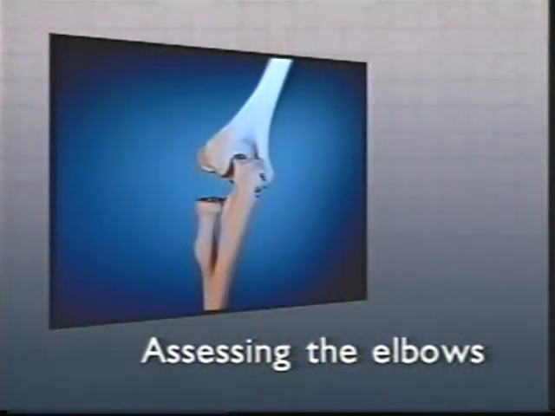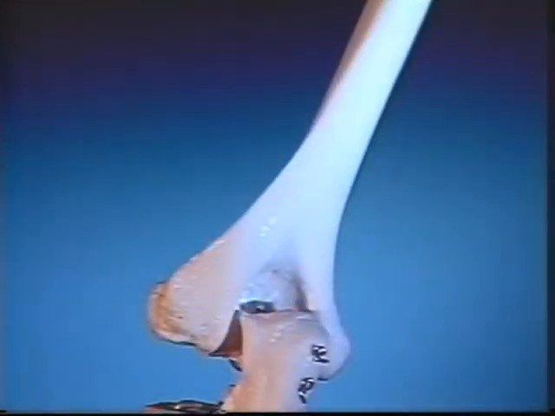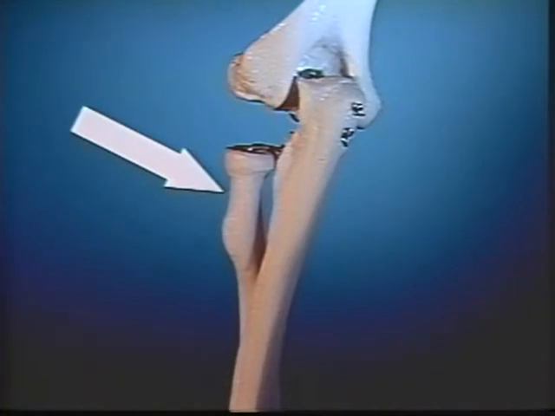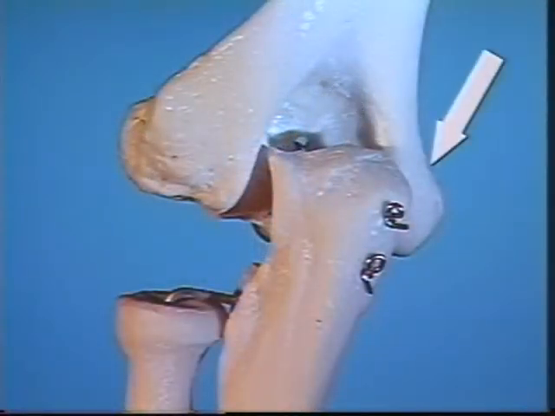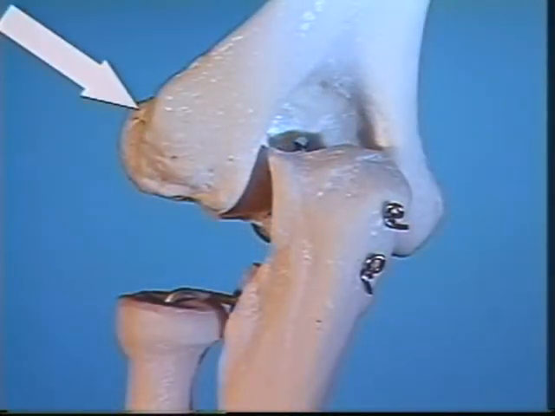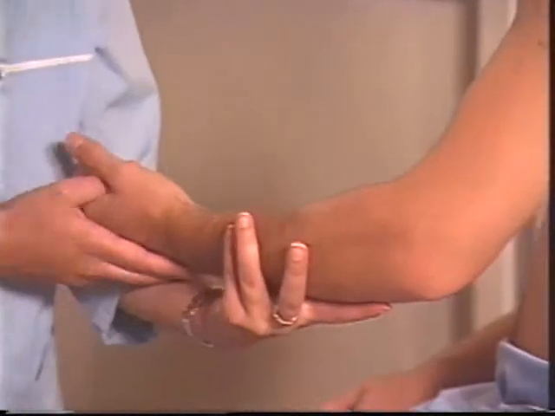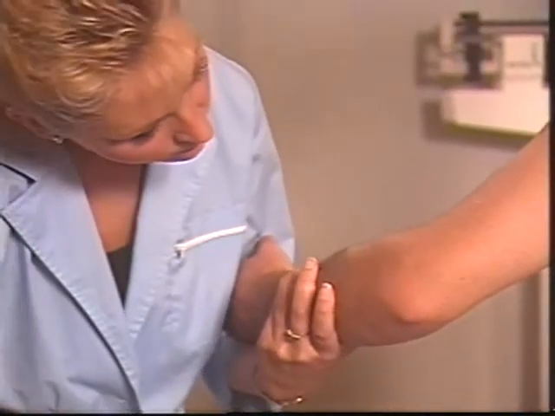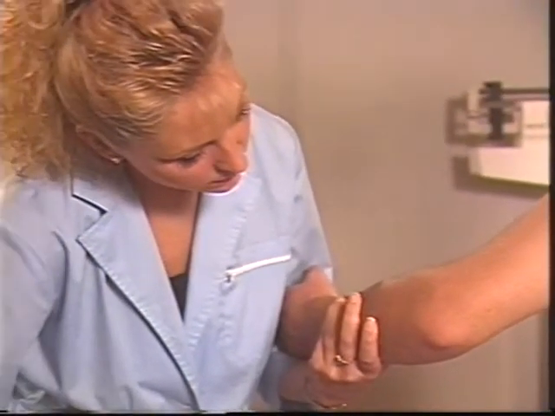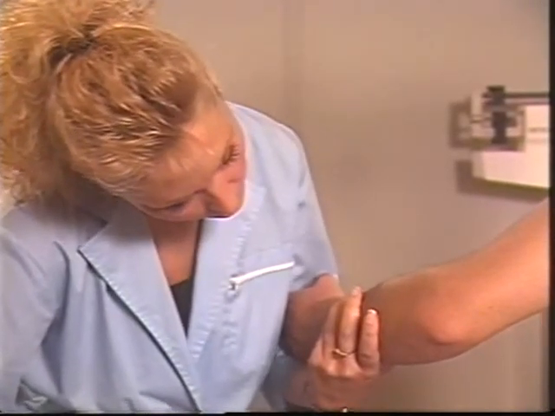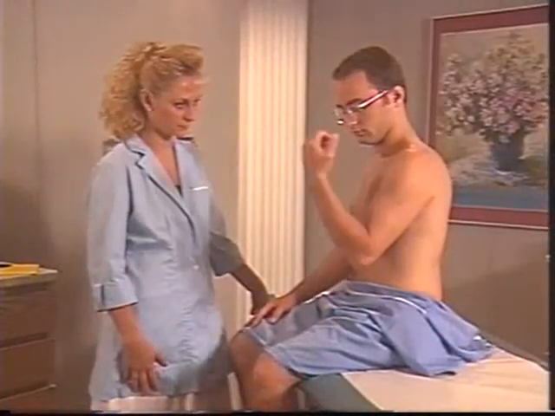To assess the patient's elbows, you'll examine the humerus, ulna, radius, medial epicondyle, lateral epicondyle, and olecranon process. To inspect the patient's elbow, support his forearm with your opposite hand so that his elbow is flexed to about 70 degrees. Then inspect it.